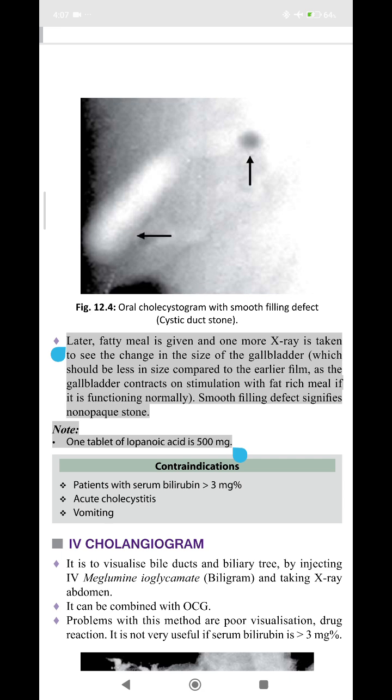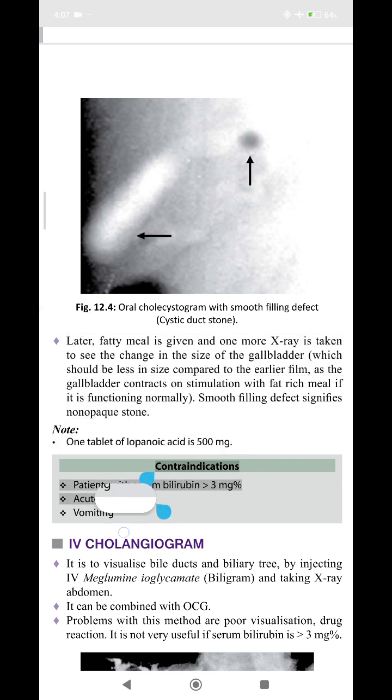Later, a fatty meal is given and one more X-ray is taken to see the change in the size of the gallbladder, which should be less in size compared to the earlier one, as the gallbladder contracts on stimulation with a fat-rich meal if it is functioning normally. A smooth filling defect signifies a non-opaque stone. Note: 1 tablet of iopanoic acid is 500 mg.